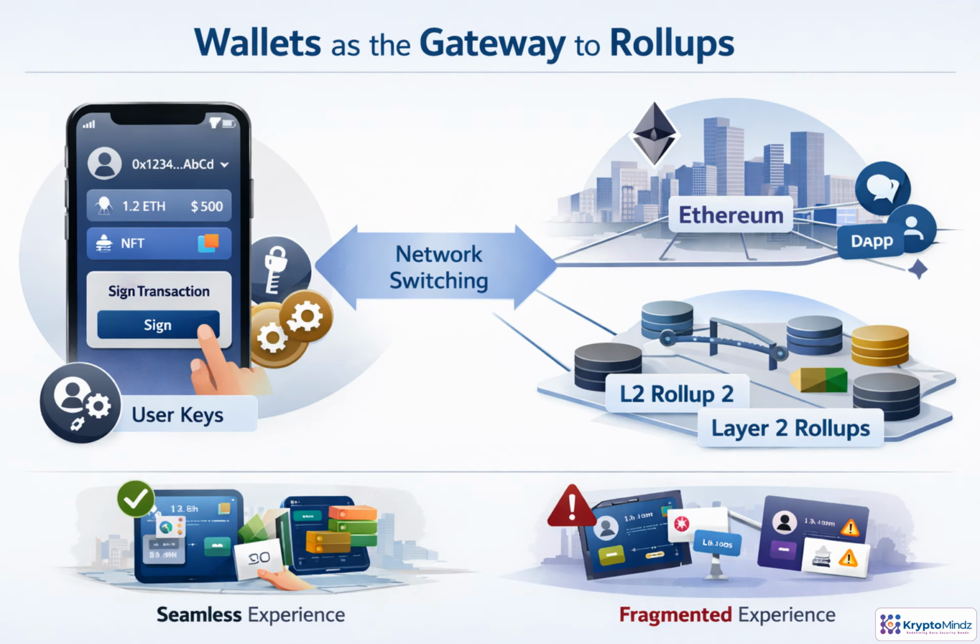For most users, the wallet is the front door to rollups. It stores or connects to keys, signs transactions, shows balances and NFTs, and estimates fees before anything is submitted. Because many rollups are EVM compatible, the same address can often work across Ethereum and Layer 2 networks. That convenience depends on clear network switching and approval flows. When the wallet experience is confusing, rollups feel fragmented and risky, even if the underlying technology works well.